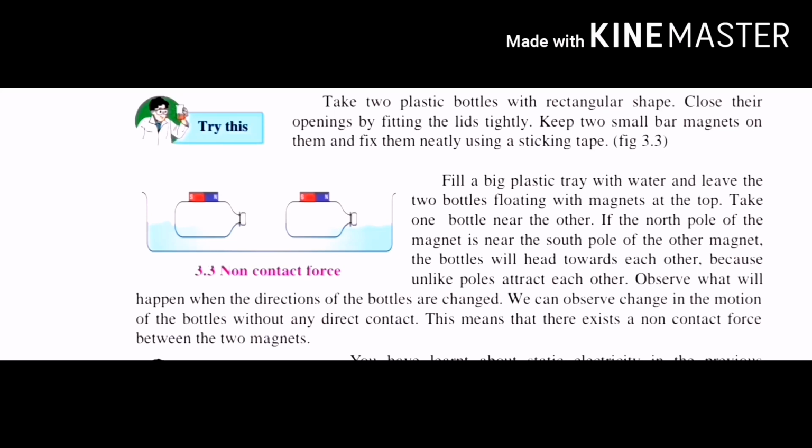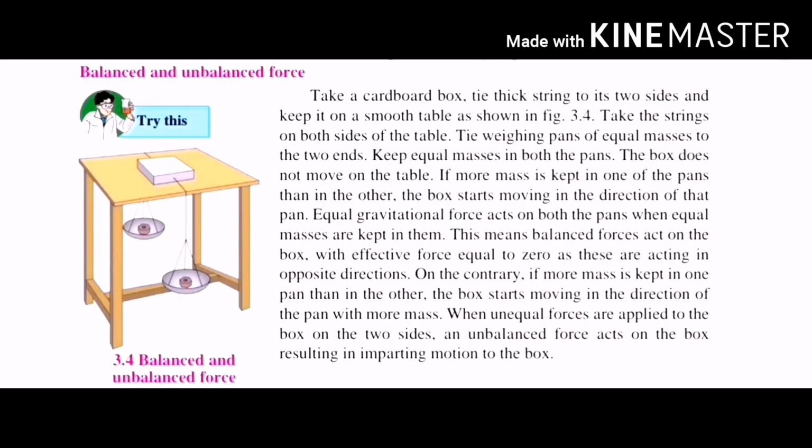So students, till now I hope you understood this experiment, but when you do it at home practically, it is easy to clear your concept. Now children, let's learn a new concept, that is balanced and unbalanced force. So students, see the picture in your textbook. What do you see? There is one table, one weighing machine and one cardboard box.